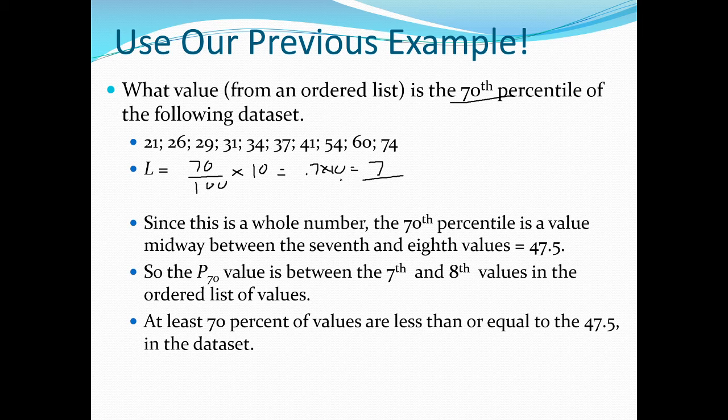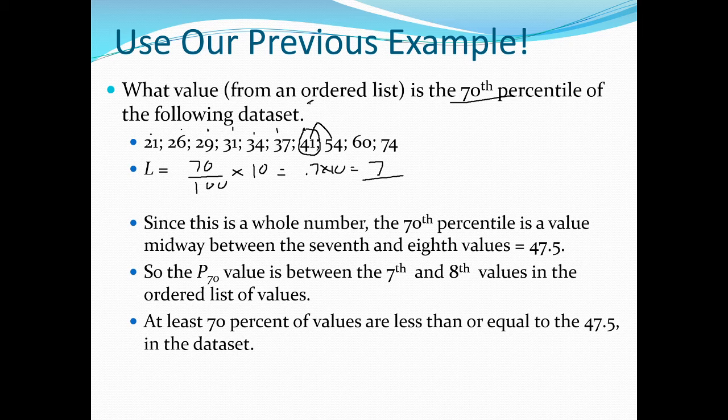So 7 is not my answer, but I'm looking for the 7th number. So I'm going to count here. 1, 2, 3, 4, 5, 6, 7. So this is my 7th number. 1, 2, 3, 4, 5, 6, 7. Because this is a whole number, the 70th percentile is a value midway between the 7th and 8th value. So this is the 7th value. This is the 8th value. So I'm going to find the middle of these.